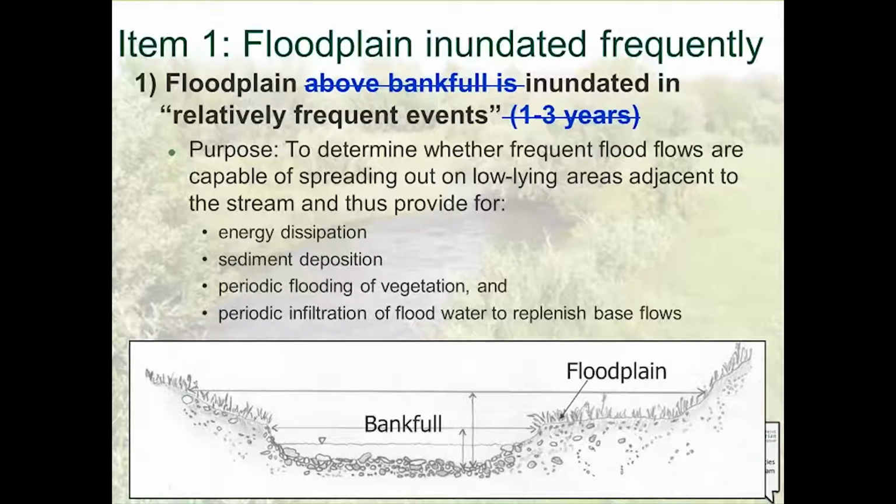Above bankfull was taken out because, as I mentioned, at bankfull stage, that's where your water is hitting the floodplain that's developing in the current climate. So it's a little redundant to say above bankfull. And then relatively frequent events, 1 to 3 years, same sort of thing. When we talk about what we're managing for, what we're looking at in PFC, relatively frequent is usually in that 1 to 3 years, but we didn't want to lock it in there.